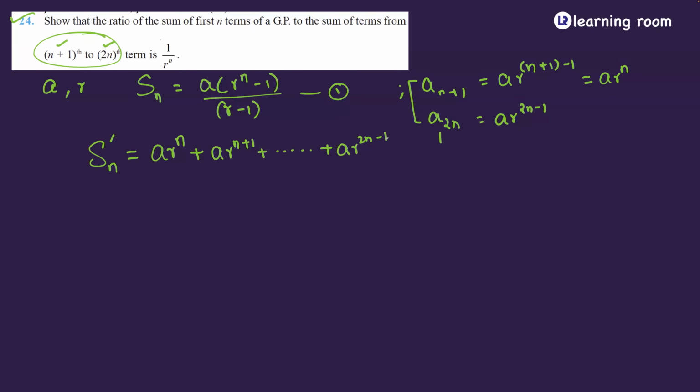Right. So what can I take out common? AR power n can be taken out common. So if I take out AR power n common, then observe what am I going to get. I'll have 1 plus R plus R square. I'll tell you why I'm writing it like this. AR power n plus 1 can be written as AR power n into R. So what I can do is, instead of taking AR power n, I'll take only R power n outside. Okay. I'll write the step alone again. Listen.